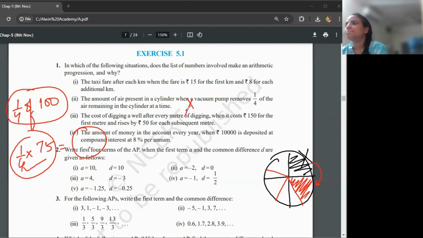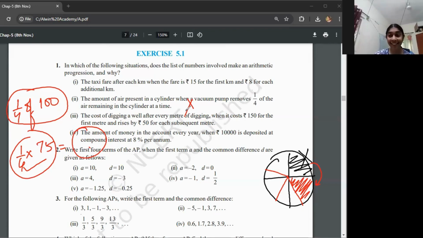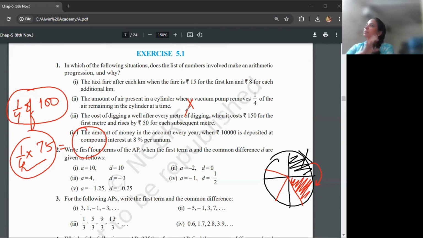Understood or not, bache? You need to explain that in words, beta. No mathematical equation is needed here. Because 1/4 of the remaining quantity is decreasing, that means the common difference is not constant. Hence, this is not an AP is what you need to write there. Understood or not? Ma'am, can you please repeat? Since 1/4 of the remaining portion is decreasing every time because of the decrease in the remaining portion itself, that is why this is not an AP.